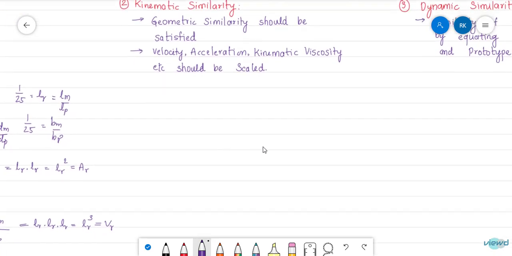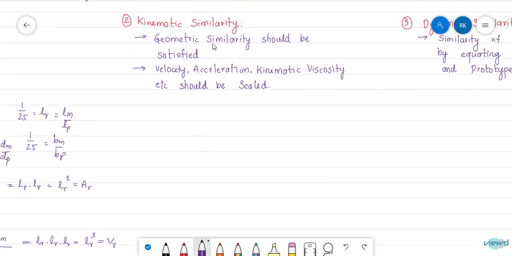Then what is kinematic similarity? In order to check kinematic similarity, geometrical similarity should first be satisfied. Only after satisfying geometric similarity, kinematic similarity should be scaled. So in kinematic similarity, velocity, acceleration, kinematic viscosity, etc. should be scaled. So properties of fluids and velocity, acceleration terms which do not include mass and force should be considered, and they should be scaled accordingly.